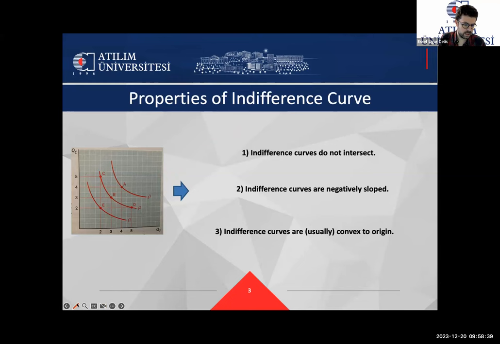Sorry, I'm going to write something. For example, if I ask you to rank the utility level of the points, point A, the uppermost, gives the highest utility. And in the lecture, as I said before, on the same indifference curve we get the same utility. So C, B, and D give the same utility, and point E gives the least utility.